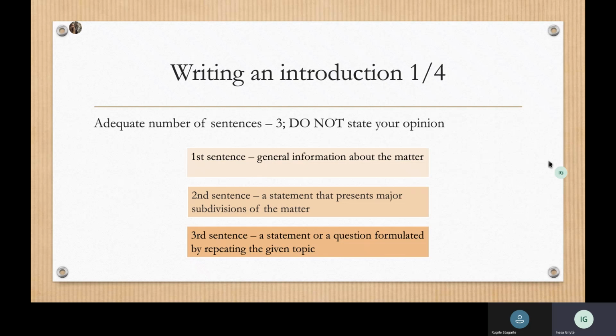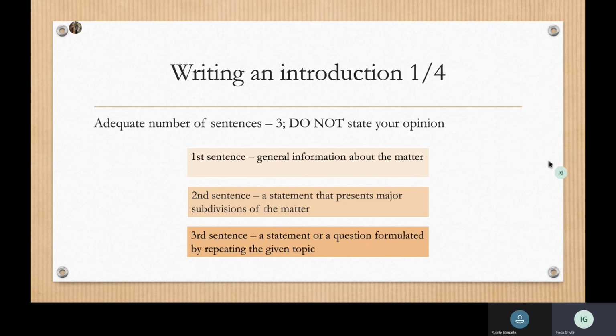Of course, it is really important to remember that you do not state your opinion in the introduction, apart from the opinion essay, in which I believe you state your opinion in the first paragraph. If I'm wrong, correct me, but I think that is the case. So this is the main difference between opinion and for and against essays, that in this case, you do not state that.